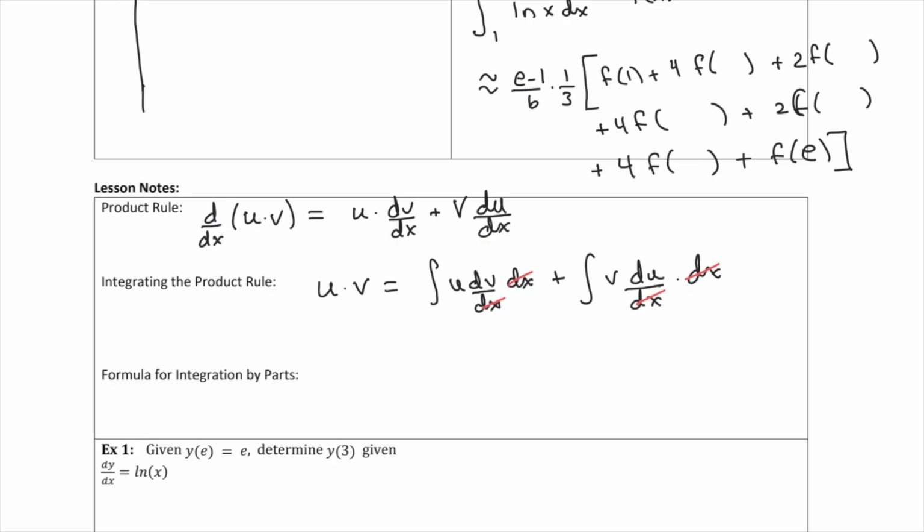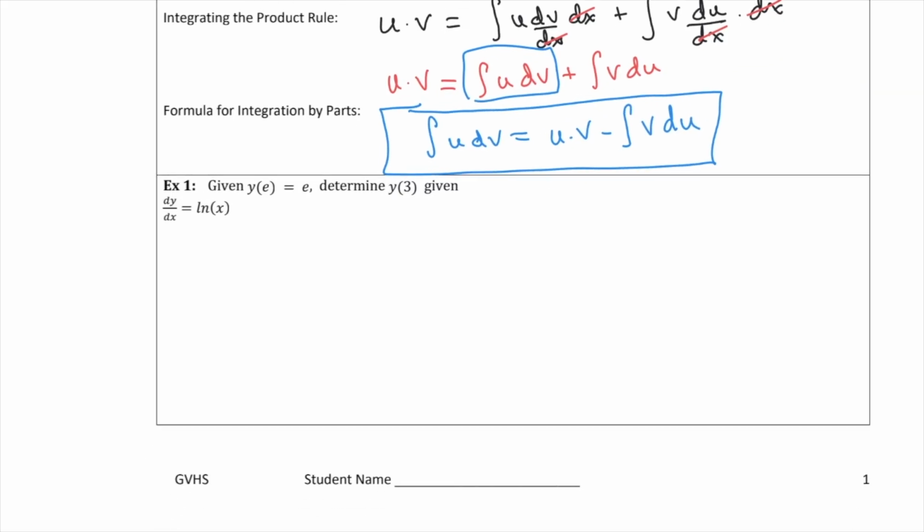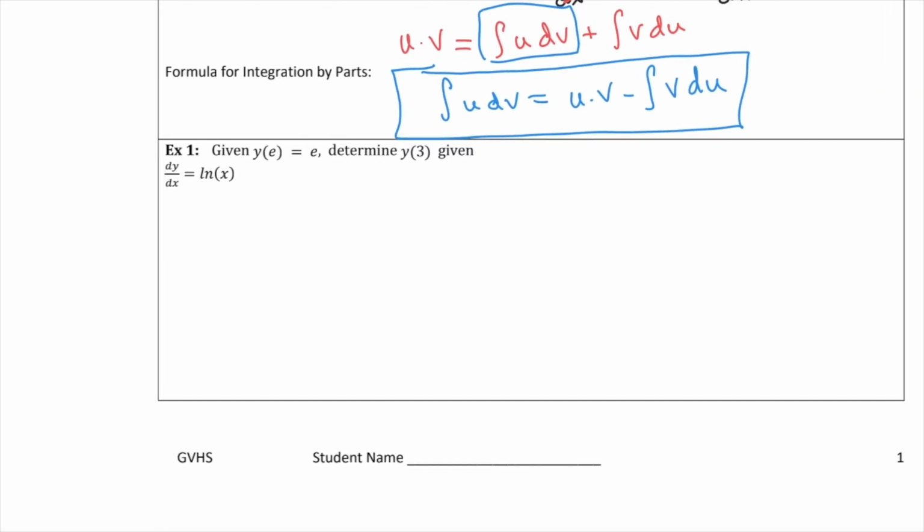And now let's look at what we have one more time. We have u times v is equal to the integral of u dv plus the integral of v du. If I rearrange this just a little bit and solve for u dv, I have the integral of u dv is equal to u times v minus the integral of v du. All right, now this is actually the formula that we have for integration by parts, and we're going to be using that in order to solve problems that have 2 parts, a u substitution and a dv substitution.